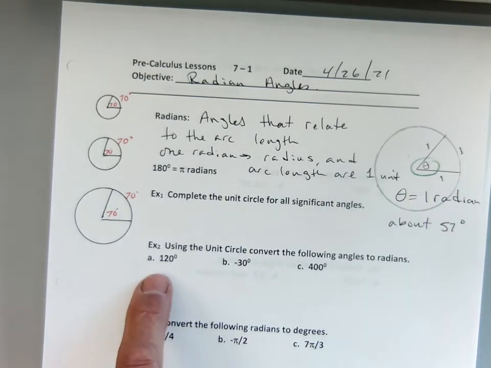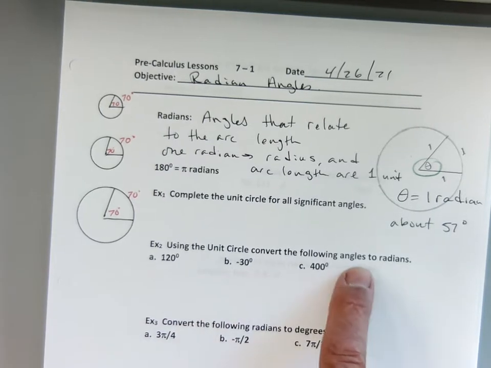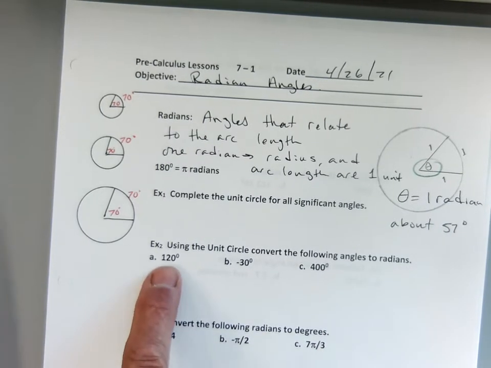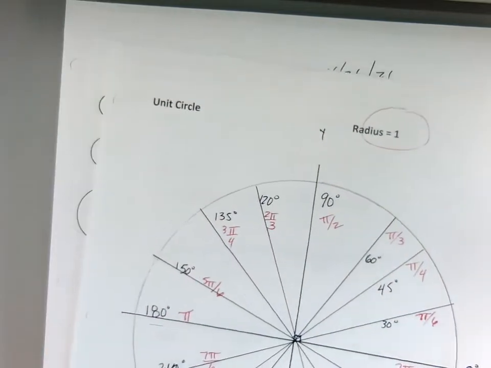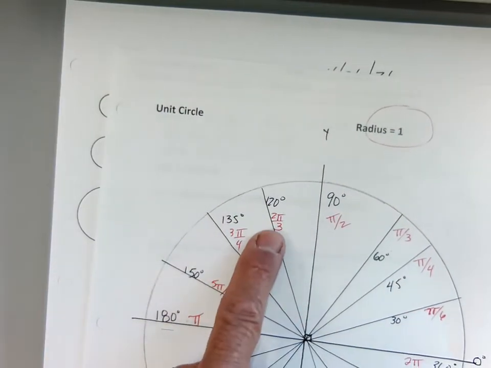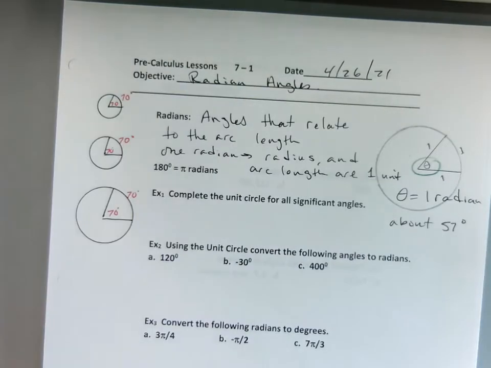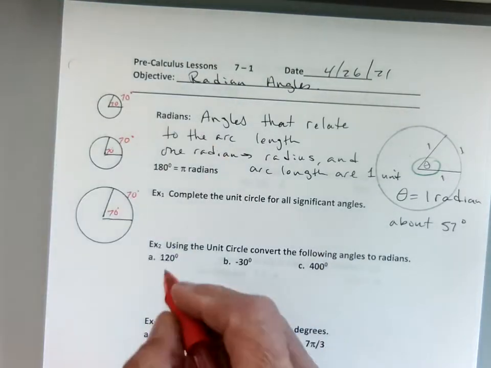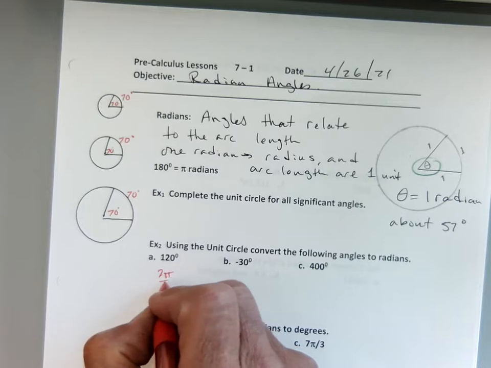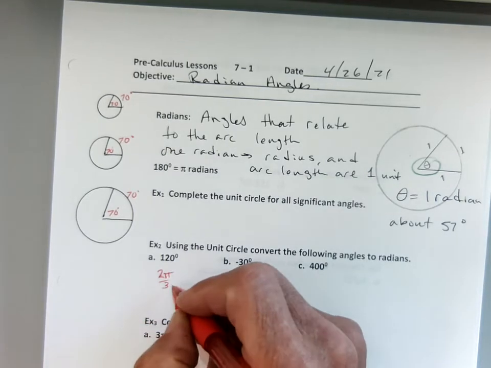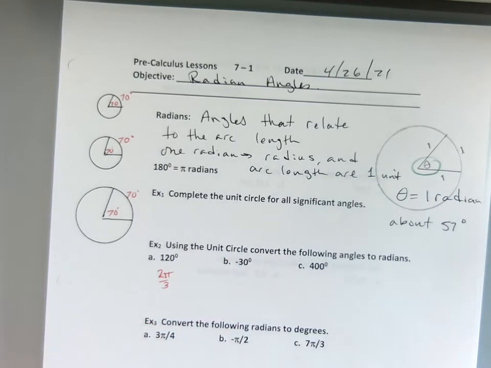First of all, using the unit circle, convert the following angles to radians. Let's take 120 degrees. If I go to my unit circle, 120 degrees is here. What's the radian equivalent? 2 pi thirds. I'm just going to use my circle. So my answer is 2 pi thirds, the radian equivalent of 120 degrees.